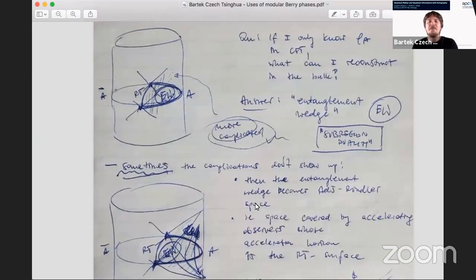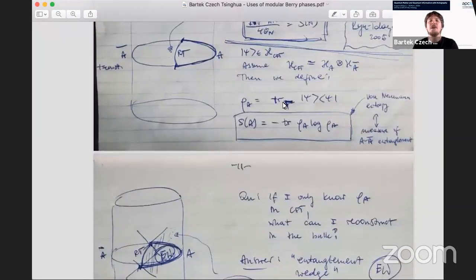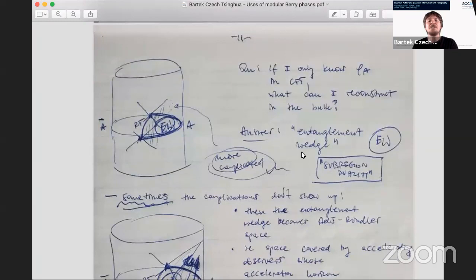So having made this statement, the next question you can ask is, if I only know rho A, so if I only trace out A bar and I don't know anything about A bar anymore, but only this rho A, an operator in the CFT Hilbert space, but only the A part, how much of the bulk can I reconstruct? And this is known as subregion duality or subregion reconstruction.